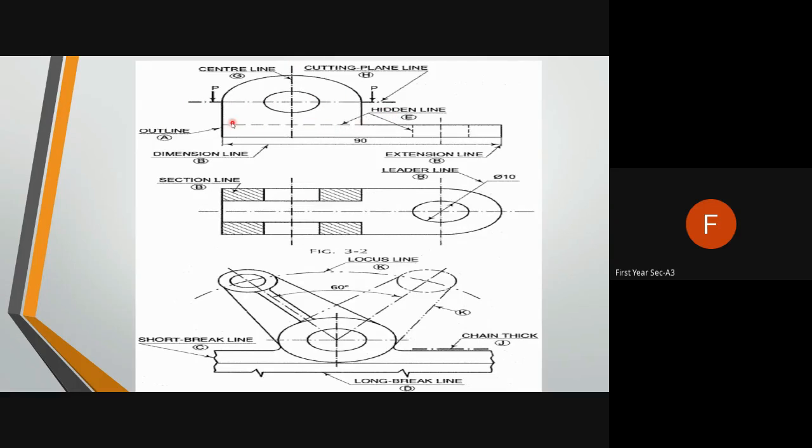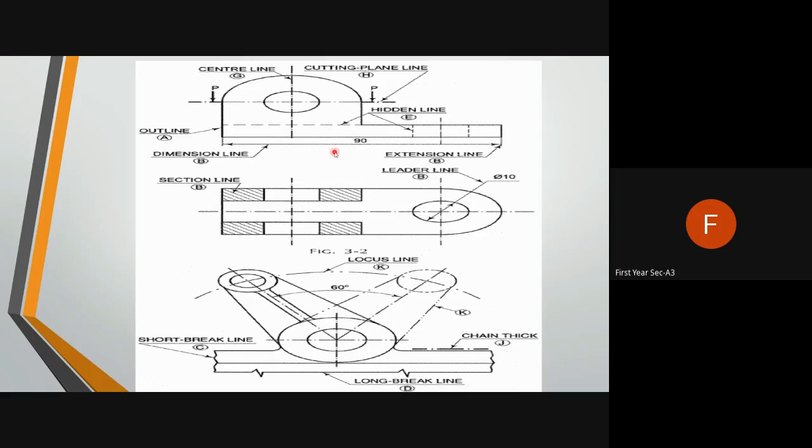This is a hidden line. Hidden line means what? Now these parts are not visible. If the other side is not visible, it is shown by this hidden line. See, this is also a hidden line. These are the outlines, and this is the extension line. Extension line means, suppose you have to show a dimension from this point to this point, you need to draw the extension. These are the extension lines, and you need to show the dimension line, see, the 90 line is there.